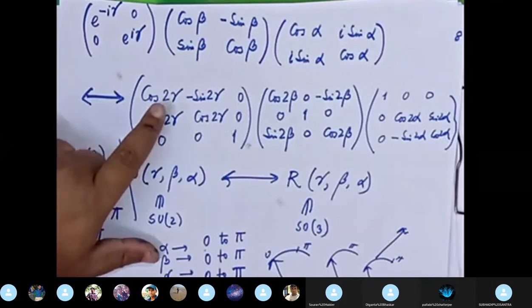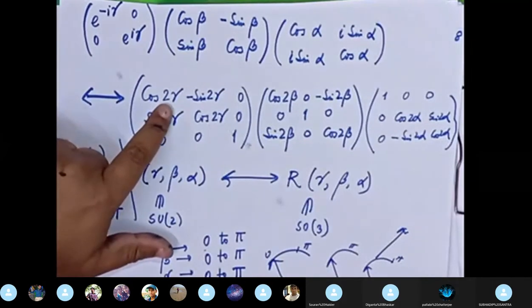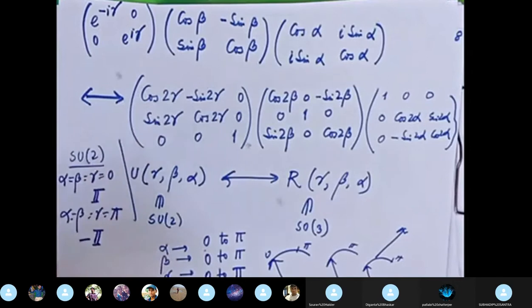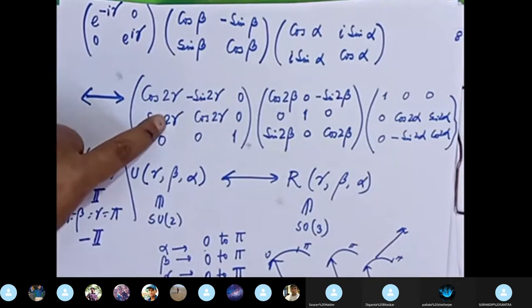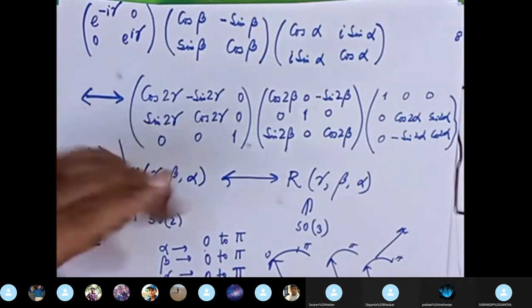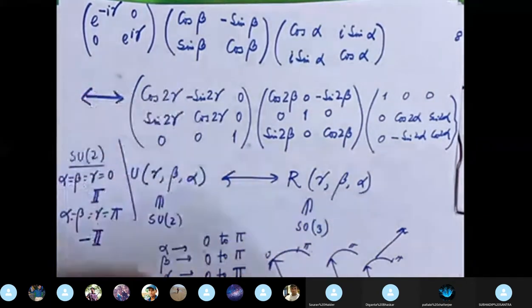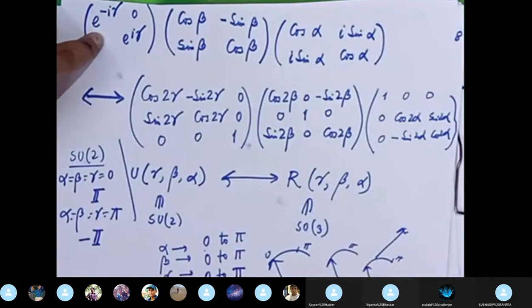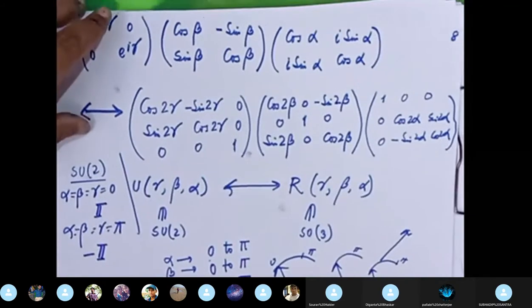Why I am saying this is because if you change alpha by pi minus alpha, gamma by pi minus gamma, beta by pi minus beta, then this matrix will not change, because cos of 2 pi minus 2 alpha is the same as cos 2 alpha every time. Here it will change, because you are changing it. Is it clear?